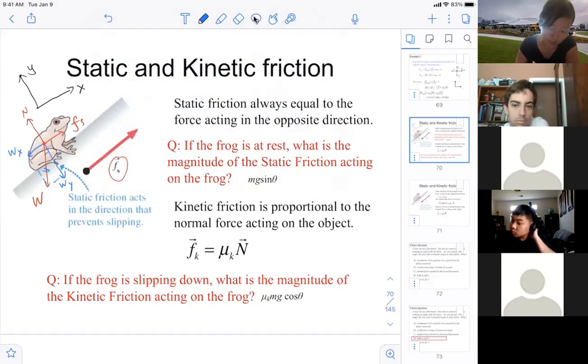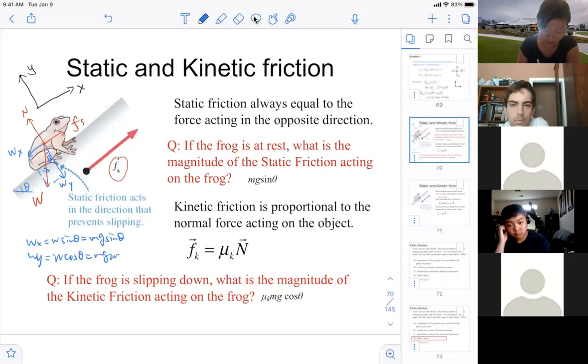And this angle is the same angle as your ramp. So if this is theta, that angle is theta. So we know that weight x is weight sine theta, which is mg sine theta. Weight y is weight cosine theta, which is mg cosine theta.